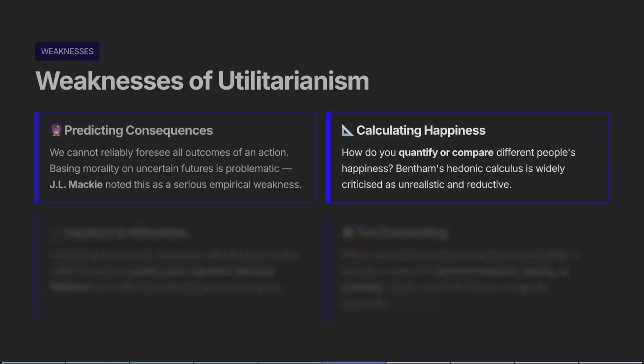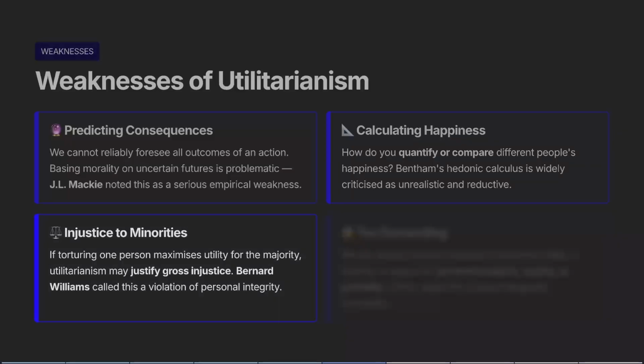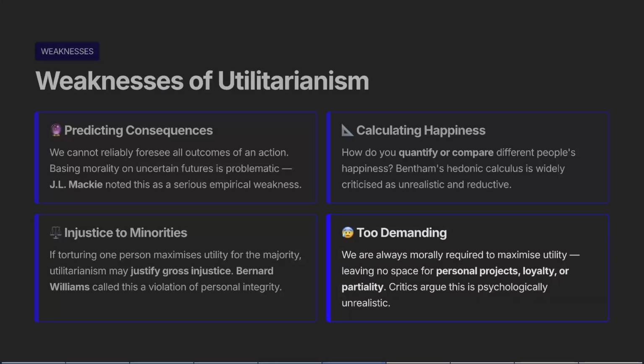Critics also argue that utilitarianism can justify unjust actions, in particular against minorities. If harming one individual increases happiness for many others, the theory may appear to permit that harm. And finally, utilitarianism can be morally demanding, expecting individuals to constantly sacrifice their own interests to maximize happiness for others. So where is the space for our personal projects, our loyalty, or our partiality? And so many critics say, psychologically, it's far too demanding and unrealistic.